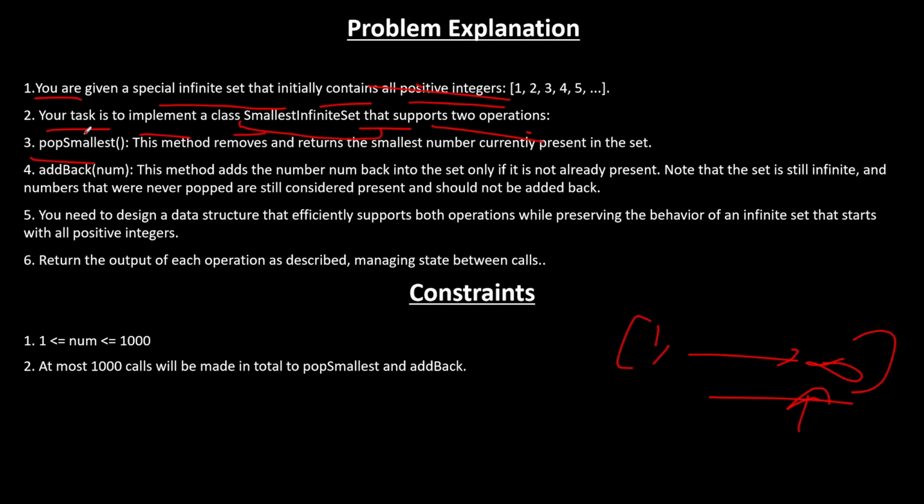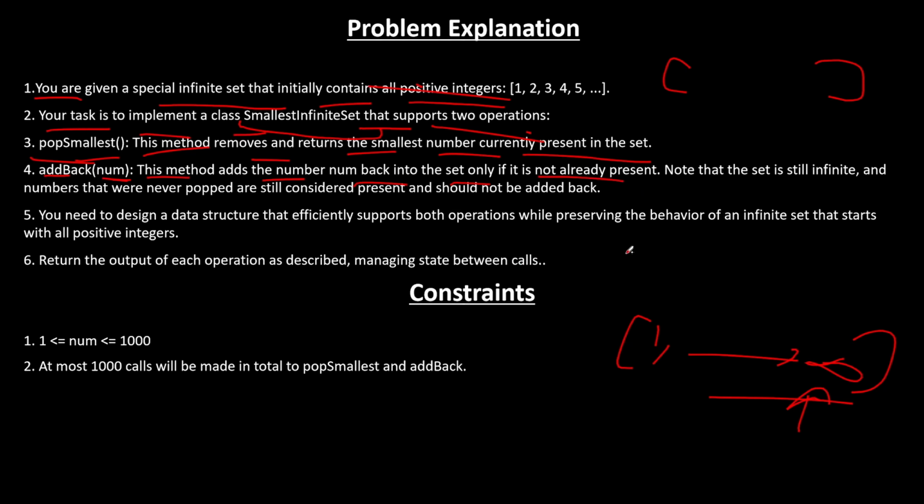This basically means this method removes and returns the smallest number currently present in the set. So whatever set we have, popSmallest basically returns the smallest element it contains. Fine, and addBack a number. This method adds the number back into the set only if it is not already present.